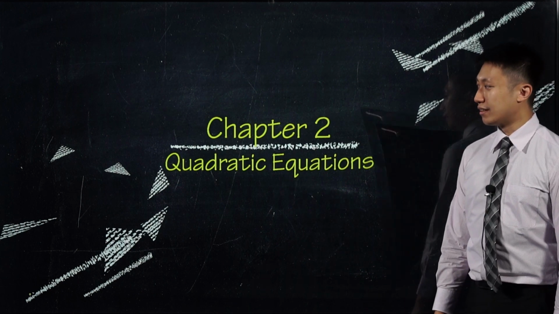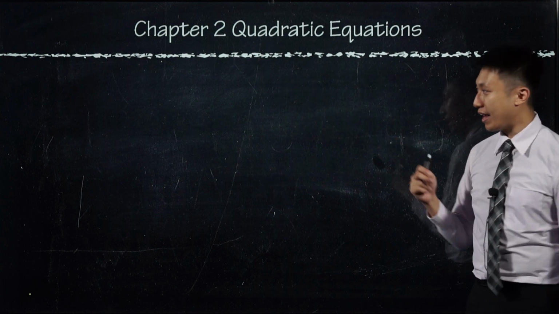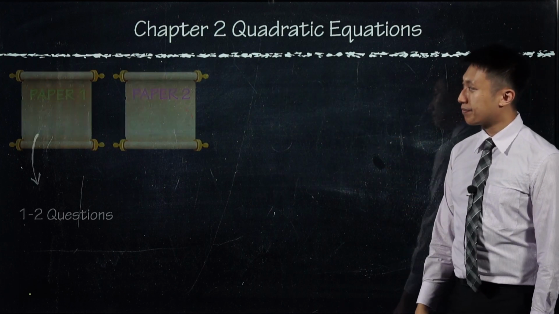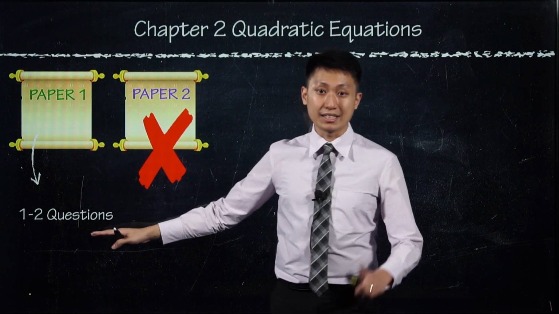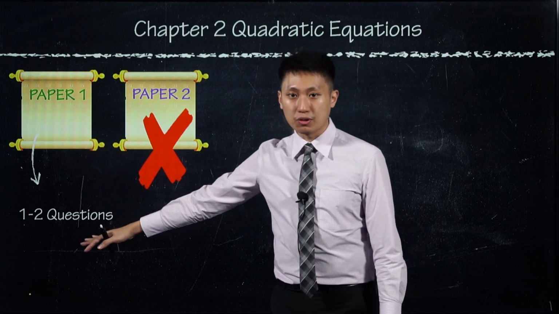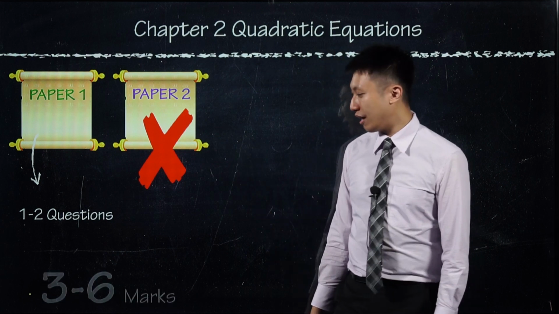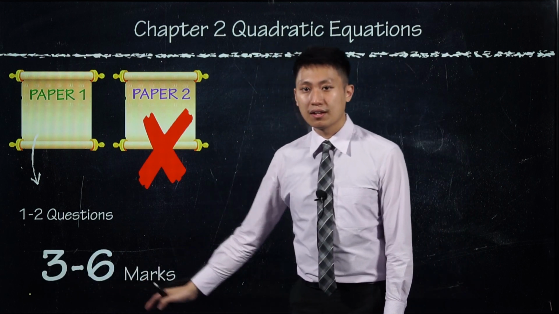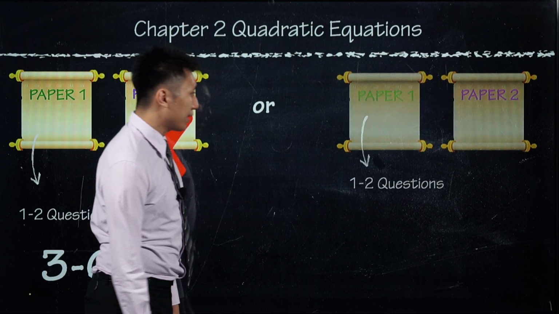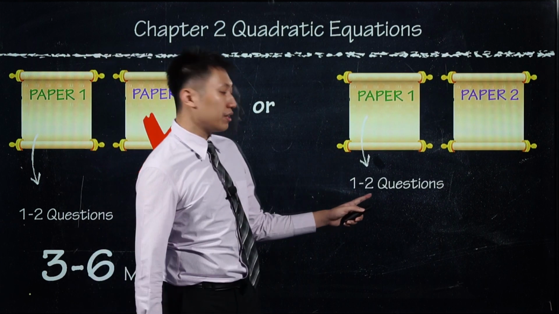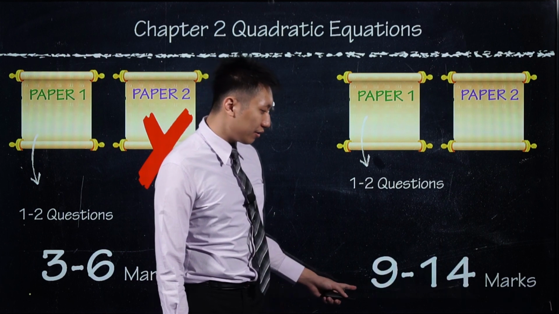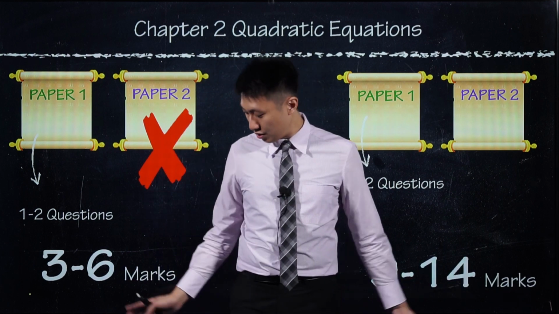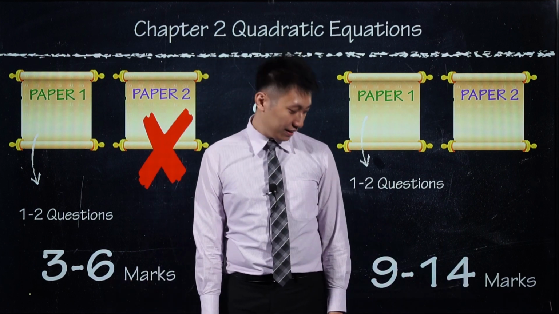Okay, let's look at the normal analysis that we have every chapter. Normally in paper 1, there will be 1 or 2 questions, and in paper 2, around 3 to 6 marks. Or it could be paper 1, 1 or 2 questions, and paper 2, 1 question. So there will be about 9 to 14 marks. That looks very different, right? But it's fine.